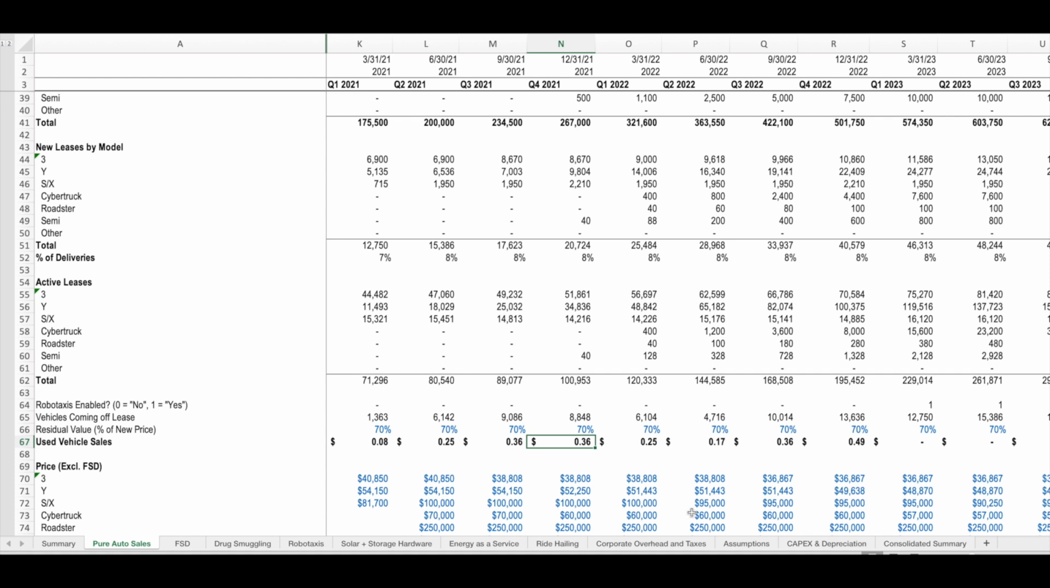But you can see in this interim period, we do have a small amount of revenue, which is the vehicles coming off of lease, which are then resold by Tesla. Next, we have pricing.